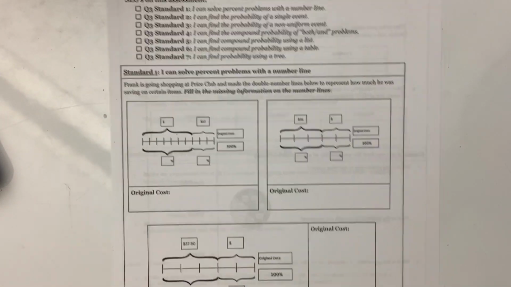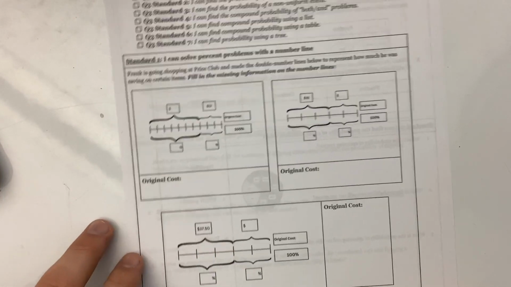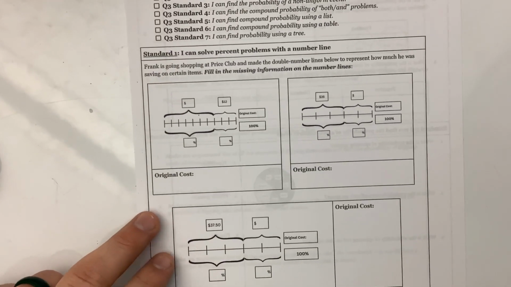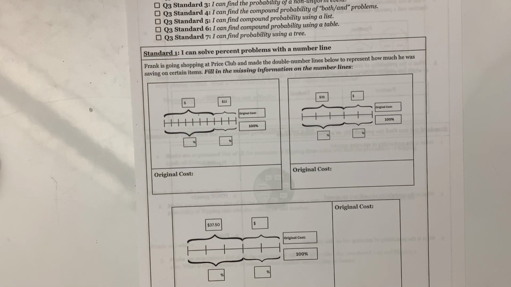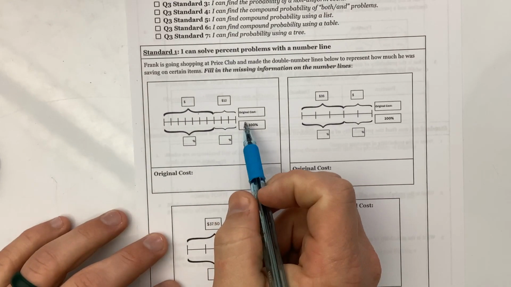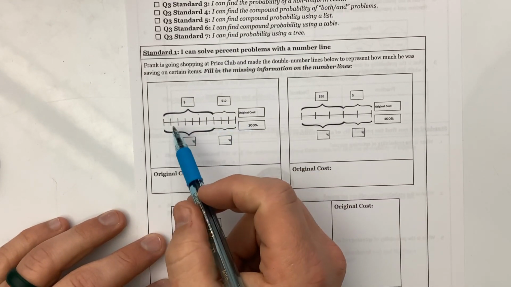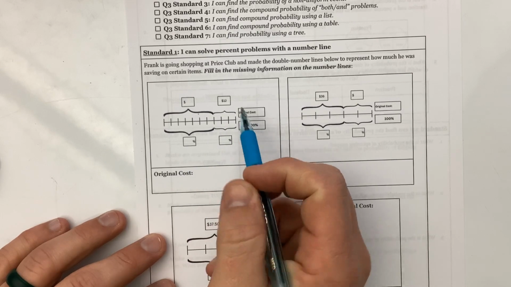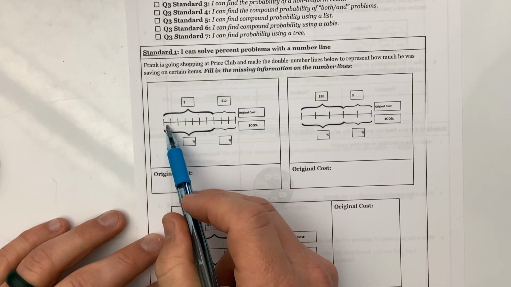Here we go. Standard 1: percent problems with a number line. For this first one, the most common mistake, my favorite mistake, is people counted lines, not spaces. So make sure you are counting the spaces.